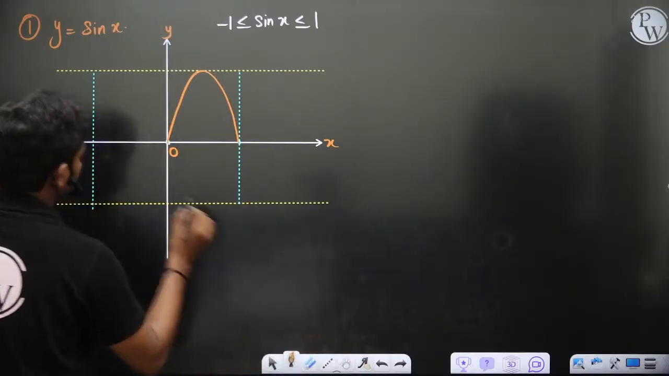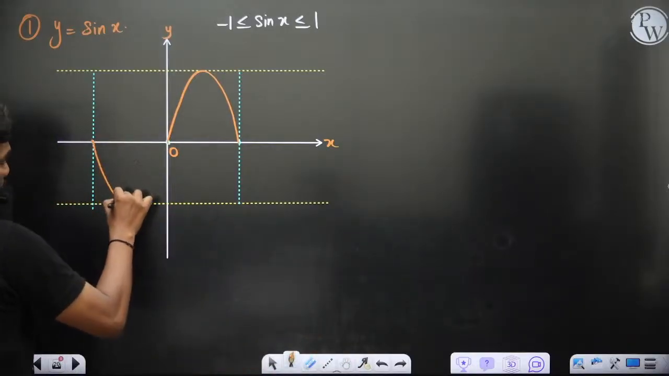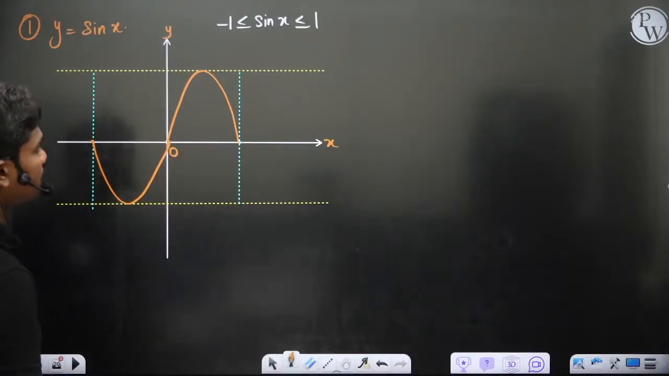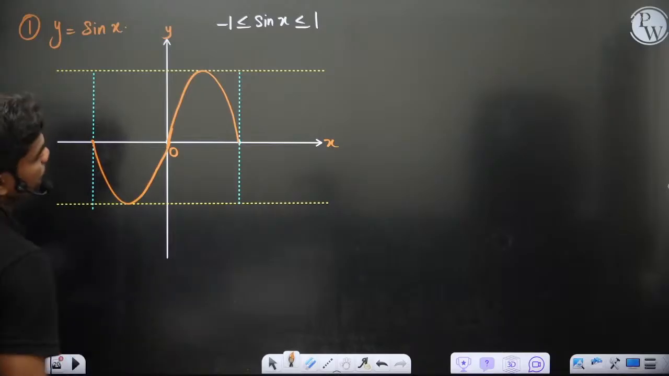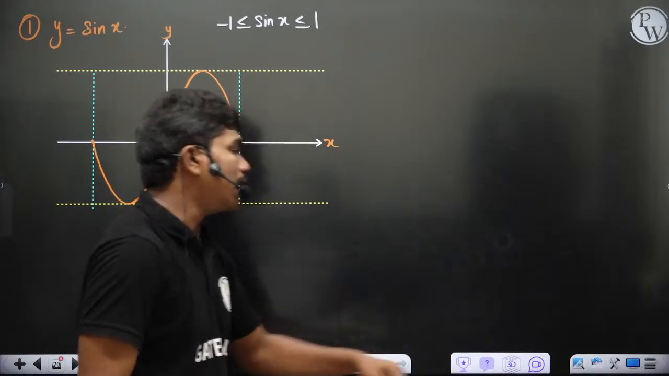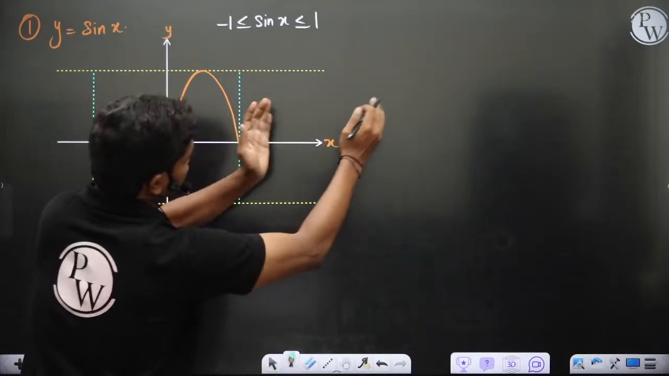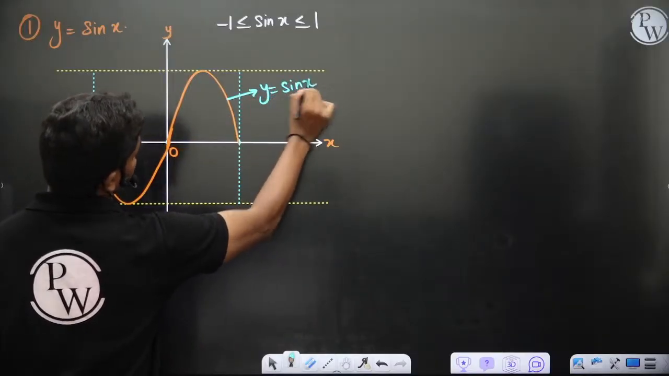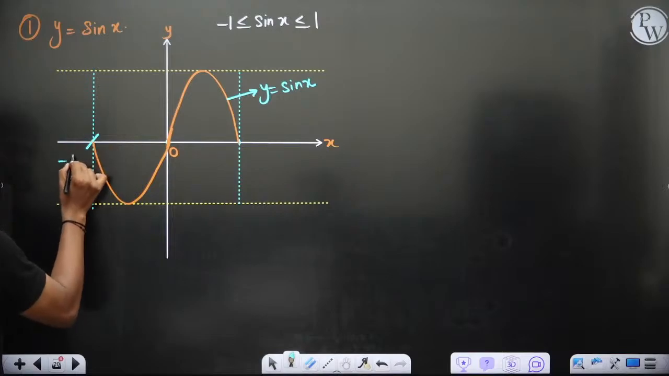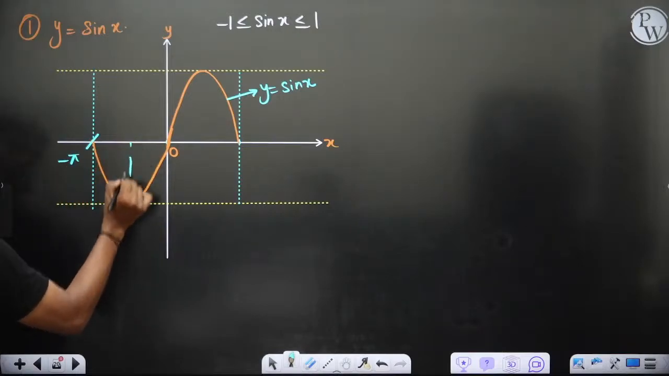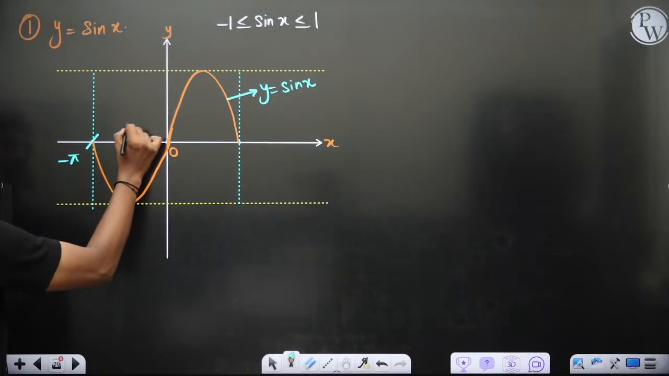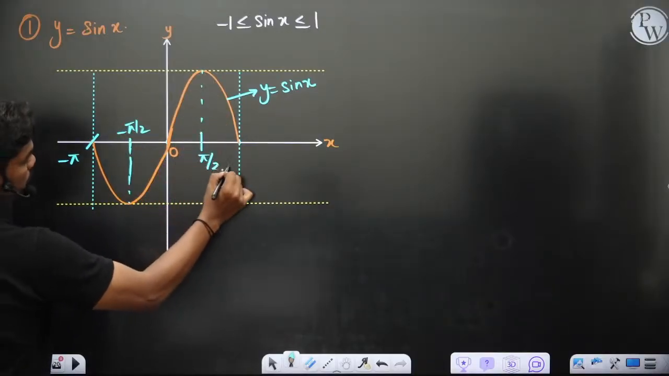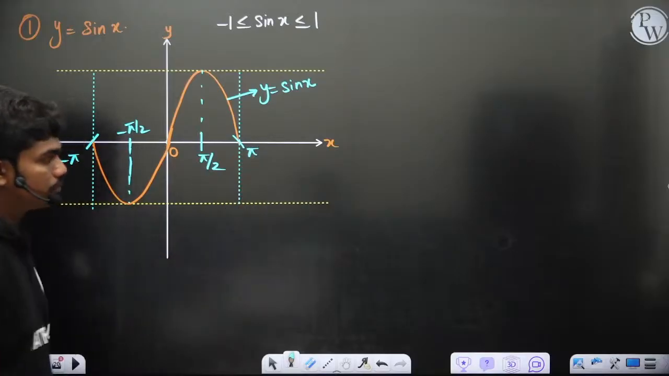okay, so this is how you have the sin x graph, of course. This is y equal to sin x, and since it is periodic, this loop keeps repeating. That's it. So this is how you have the graph of y equal to sin x. In fact, this is minus pi by 2, 0, then you have pi by 2, of course, and this is pi clearly.